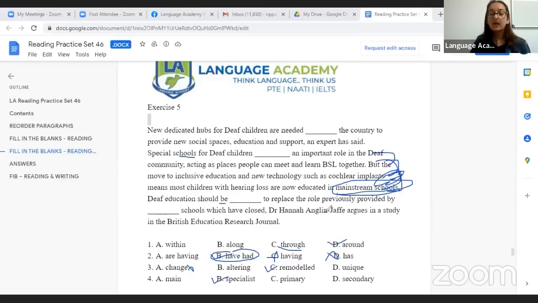So these are the answers. Around the country means everywhere. We are not talking about one particular side or one particular area or city of the country. That is the meaning of around the country. The second one, they are not only now having, they have had. In the past, they were doing this. Till the present time, they were doing this. So that is called have had. And then should be remodeled, the only option with ed form. And the last one, as the paragraph explained, there were specialist schools which have now closed, and now they are only going to mainstream schools.